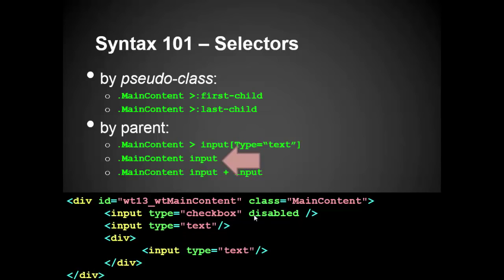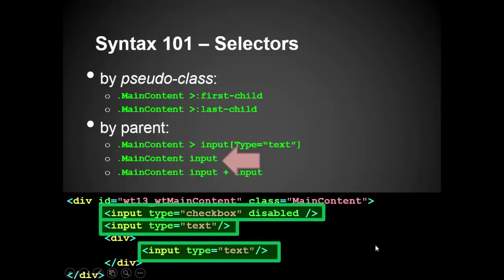How about this one? Once again, we have a space, we don't have a symbol, so we start by the end. I'm going to select all inputs that are direct and indirect descendants, so all inputs that are inside an element that has the class main content. So in our example, how does it translate? To this. We are going to select every input.